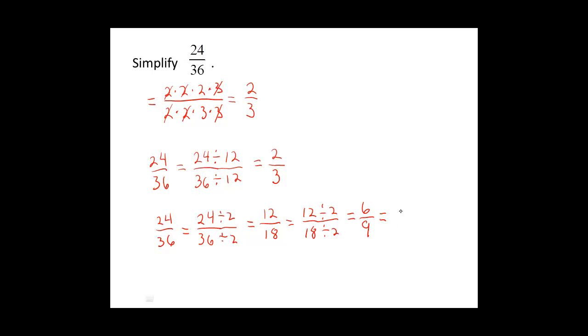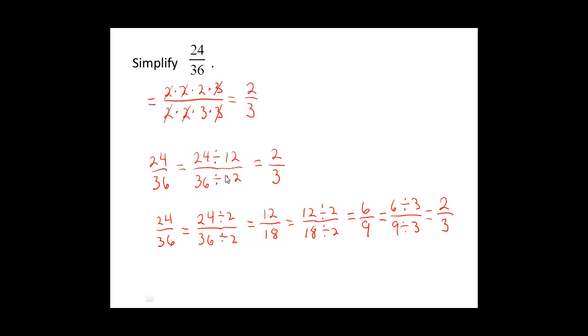6 and 9 have a common factor of 3, so we can divide the numerator by 3 and the denominator by 3. And we finally get 6 divided by 3, which is 2, and 9 divided by 3, which is 3.